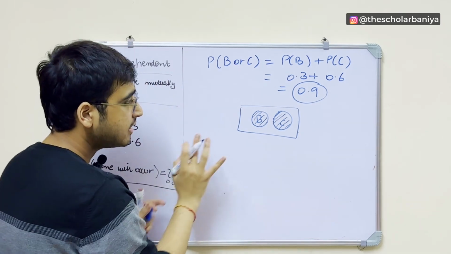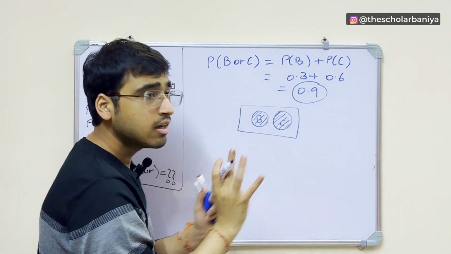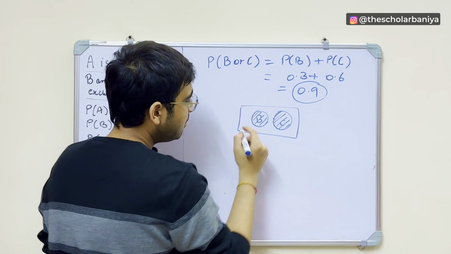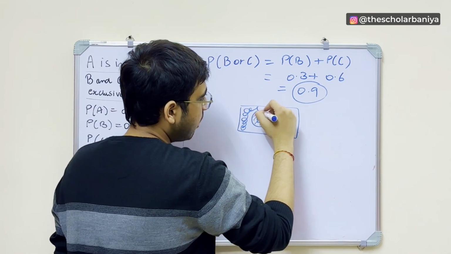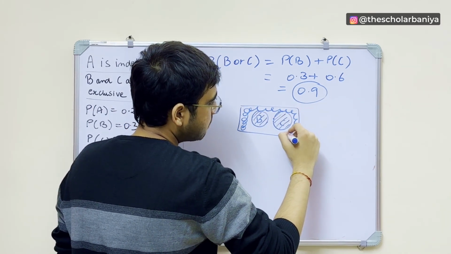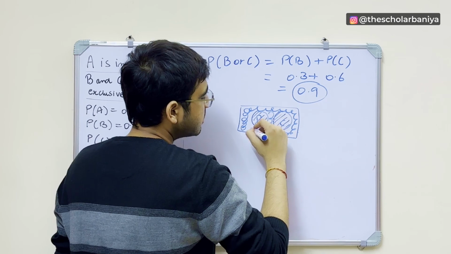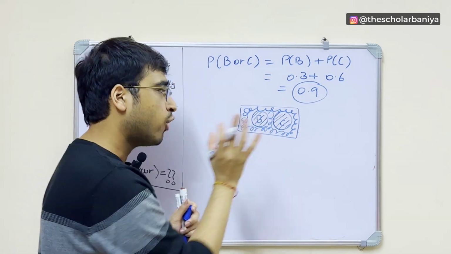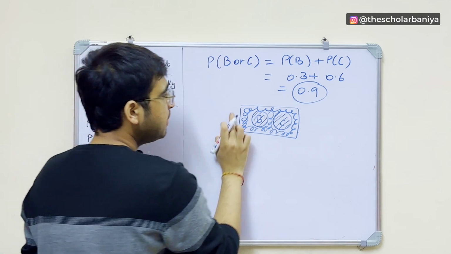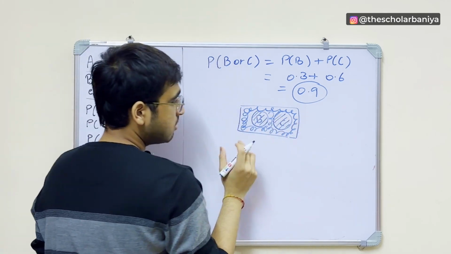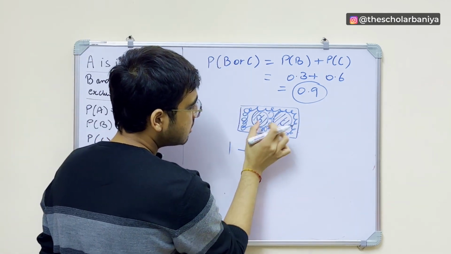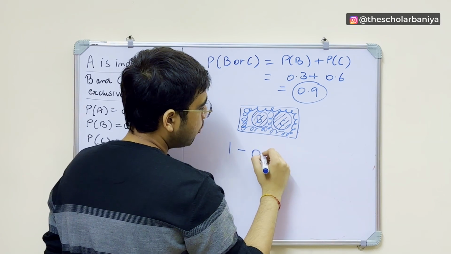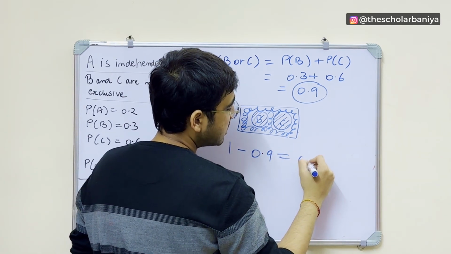We have to tell that neither B nor C will happen. That means we will have to tell this part, the outside part. We have to tell this part, that neither B nor C. So what will be this part? This part will be the entire thing, which is what? 1 minus these two things, which is 0.9. This gives us 0.1.